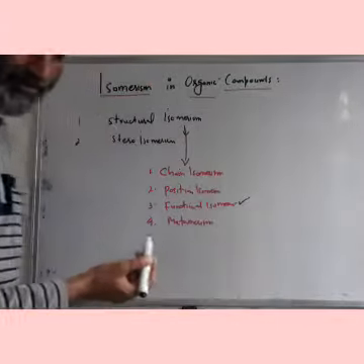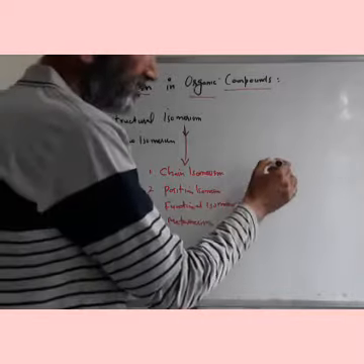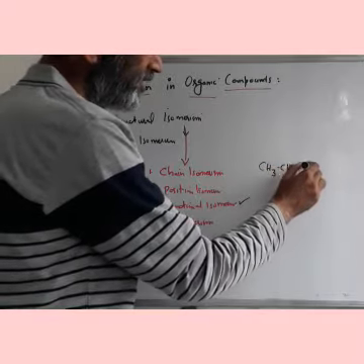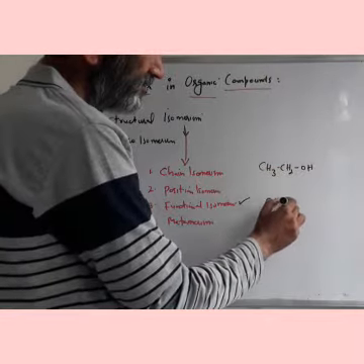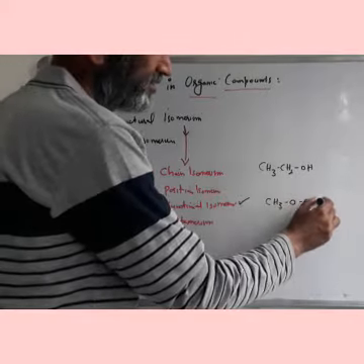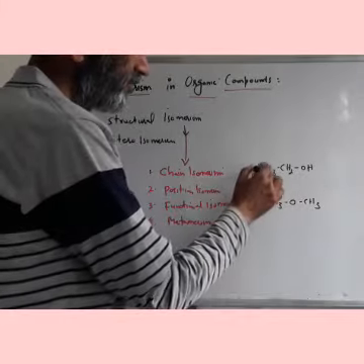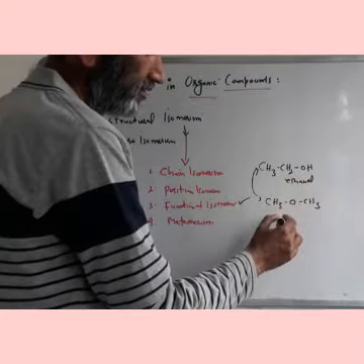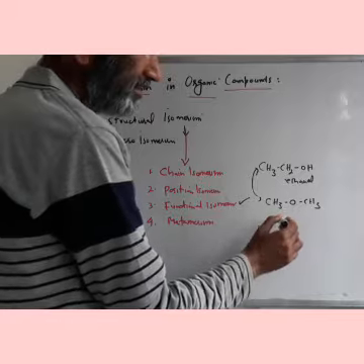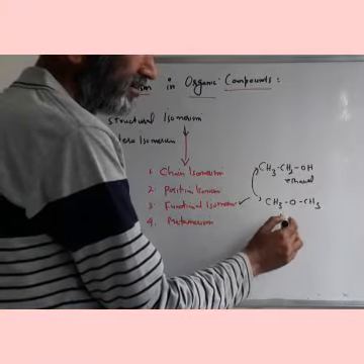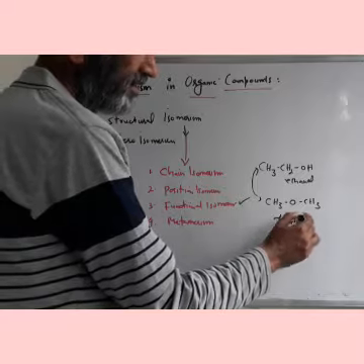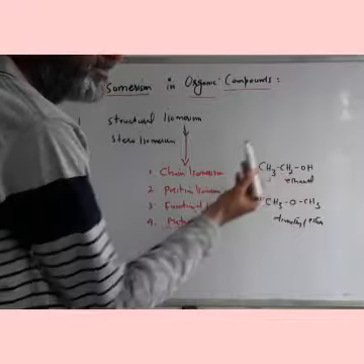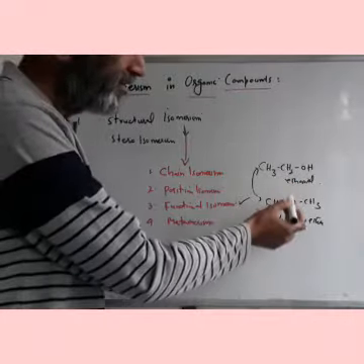Let's take an example. This is CH3CH2OH and CH3OCH3. If we observe these two compounds, this is ethanol, this is dimethyl ether. They have the same molecular formula, but they have different functional groups.